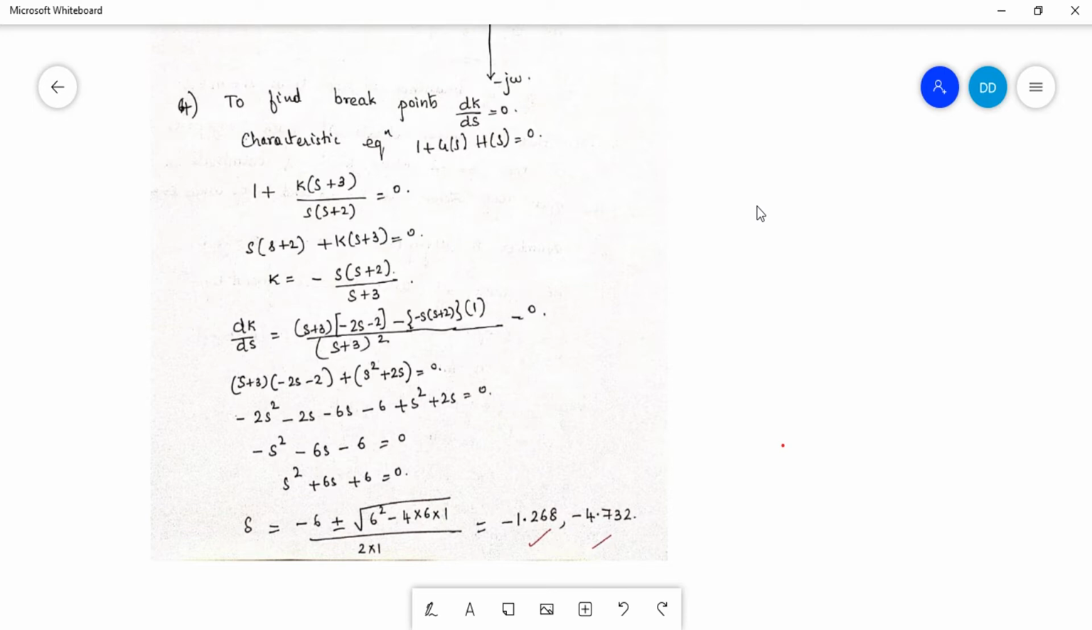The roots are -1.268 and -4.732. Since 0 to -2 is a part of the root locus, and beyond -3 is also a part of the root locus, both -1.268 and -4.732 are valid breakpoints. Now we have to see whether each is a breakaway point or a break-in point.